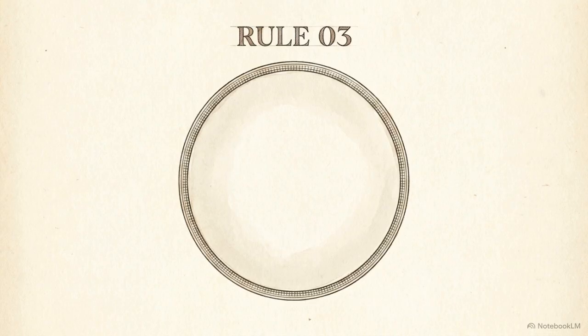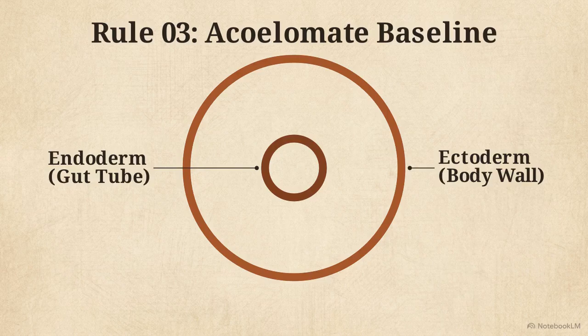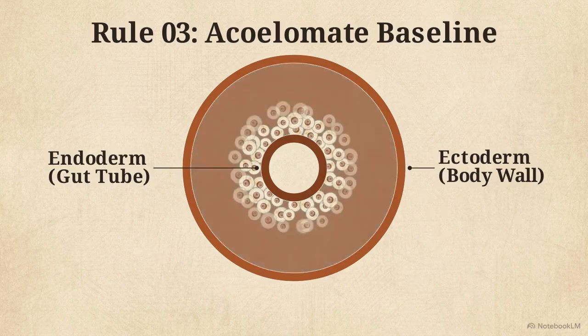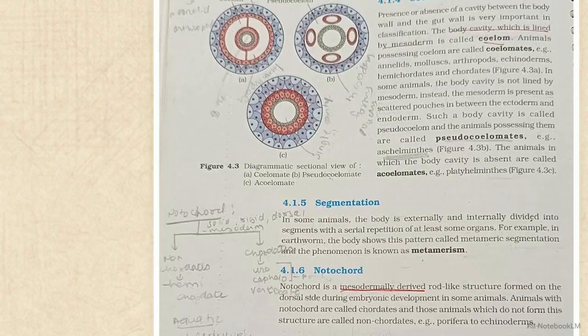The third and heavily tested architectural rule determines the nature of the body cavity, known as the coelom. In the primitive acoelomate state, the internal space situated between the gut tube and the outer body wall is packed entirely solid. This cross-section at the bottom shows the acoelomate structure. The tissue layers sit flush against each other without a single internal gap.